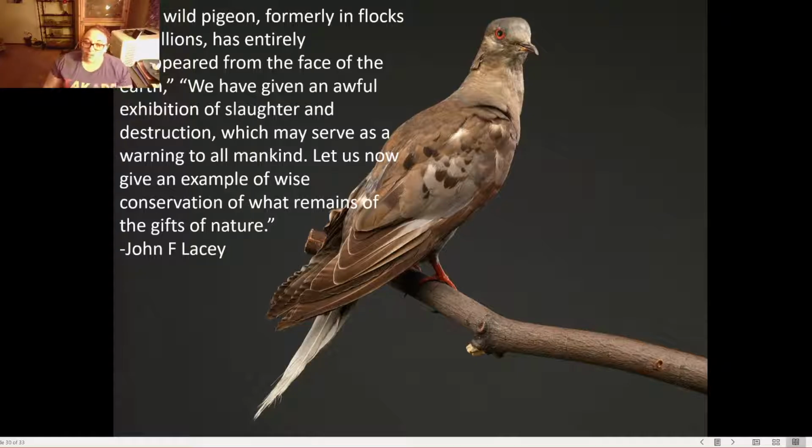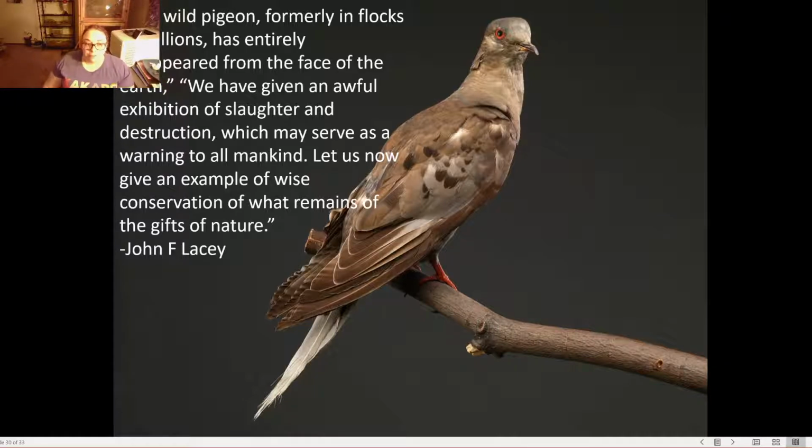A Republican congressman named John F. Lacey, you might recognize the name there, of Iowa, introduced the nation's first wildlife protection law. So that was the Lacey Act. And it banned the interstate shipping of unlawfully killed game. So we learned about the Lacey Act in our first lecture, right? This is what sparked him. And this is what allowed him to get people's attention.